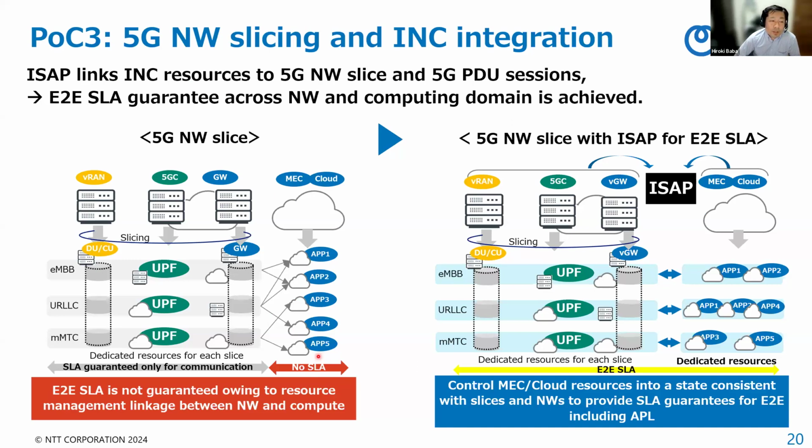The last one is 5G network slicing and in-network computing integration. In this case, ISAP is used to link in-network computing resources to 5G network slices and 5G PDU sessions. The reason we are doing this POC is that the current 5G network slice can provide a guarantee for the network communication service only, not for service or application performance. By combining the ISAP feature with network slices, it can provide application performance in addition to communication service quality. It means end-to-end SLA.